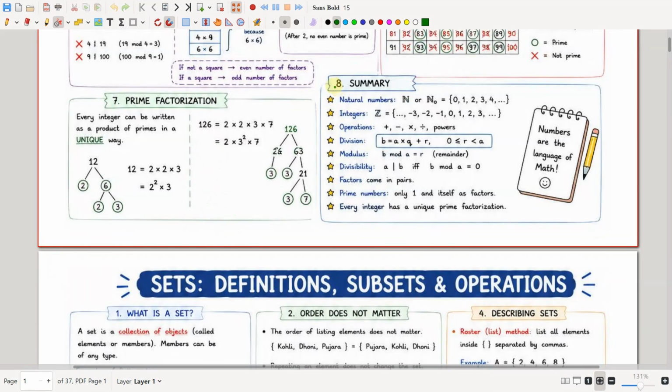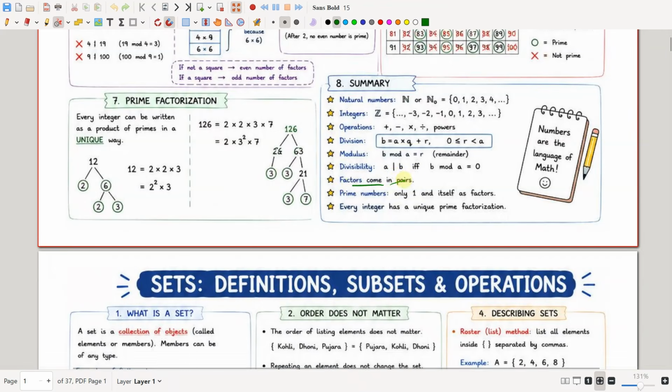So to summarize this lecture content, the natural numbers start with 0. You have to remember this. And to extend the natural numbers, we have integers, which also include the negative numbers. The operations possible are addition, subtraction, multiplication, division. For division, we have the notation B = A × Q + R, where Q is the quotient and R is the remainder. The modulus is B mod A = R, where R is the remainder. And divisibility: A divides B if and only if B mod A is 0.